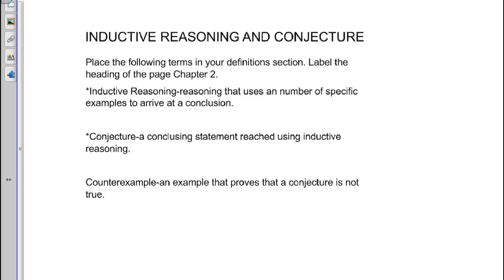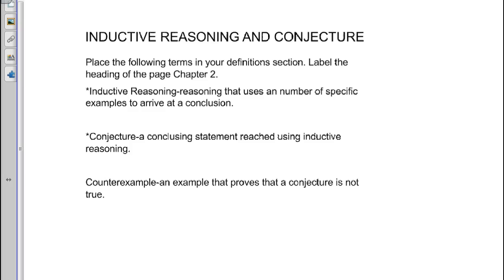Inductive Reasoning. Reasoning that uses a number of specific examples to arrive at a conclusion. And we'll do some of that. We'll look at examples and patterns, and then we'll make a conclusion about it, which is using inductive reasoning. The conclusion that we make is called a conjecture. And so that's the second definition.